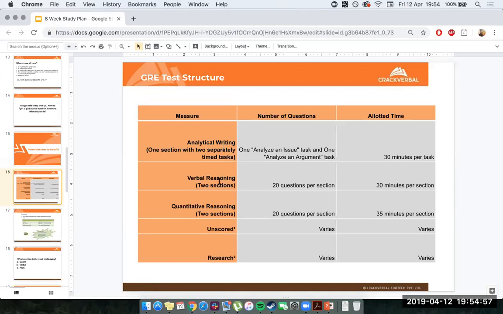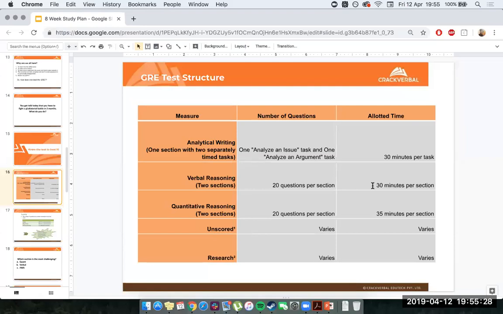You then have 2 sections of verbal reasoning and 2 sections of quantitative reasoning. These sections can come in any order, by the way, so don't have any expectations of verbal quant, or quant verbal, or 2 quants and 2 verbals. No such thing, right? The sections can come in absolutely any order. And you have 20 questions in a section. And depending on whether it's verbal or quant, you have a slightly different amount of time. 30 minutes for the verbal, 35 minutes for the quant.